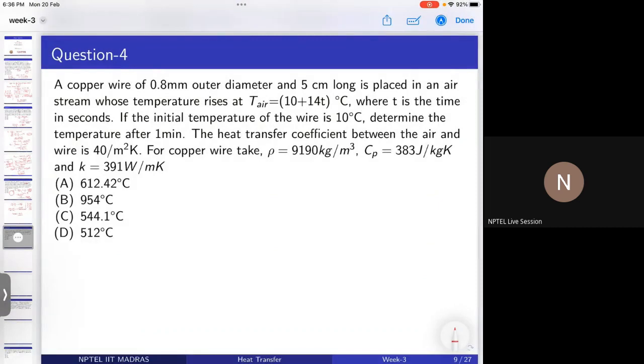So this question is a little bit different. The copper wire of 0.8 mm outer diameter and 5 centimeter length is placed in an airstream whose temperature rises as a function of time t. In the earlier questions, the ambient air temperature was a constant. Now it's not a constant; it's a function of time t. The initial temperature of the wire is 10 degrees Celsius. We have to determine the temperature of the wire after 1 minute. The heat transfer coefficient of air and wire is given, and the properties of the copper wire are also given. So the difference here is that the temperature T infinity is not a constant. It's a function of time, so we have to consider that also.